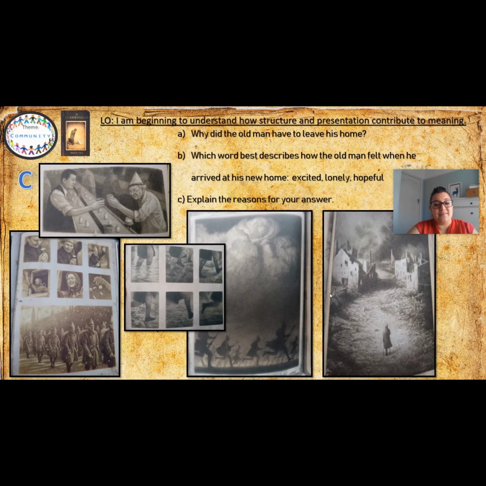And B, which word best describes how the old man felt when he arrived at his new home? Was he excited, lonely, or hopeful? So when he arrived at the city, did he feel the same way that the arrival did? And then explain your reason for it. Why was he excited? Why was he lonely? Or why was he hopeful? Explain your answer in as much detail as you can. Maybe give an example. Pause the video so you've got time to think and to write your answers down.